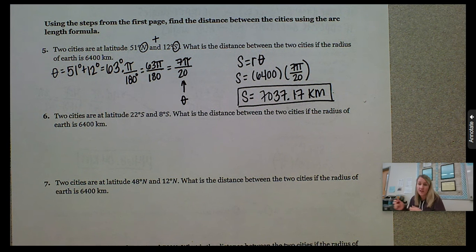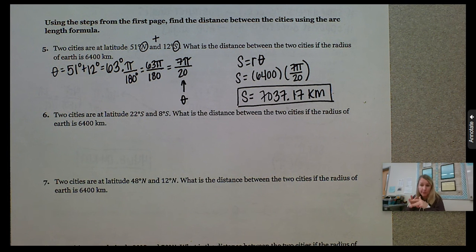So just like bringing a lot of things in that we've been doing, but put them in one problem. So the converting, the plugging in, and now you just have to find that original angle. So that's that.